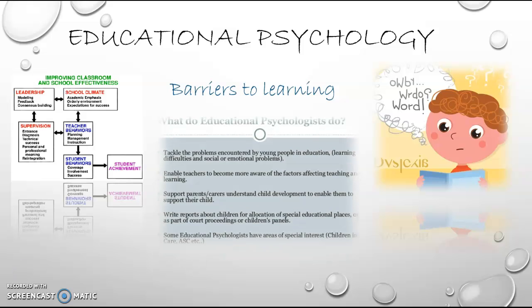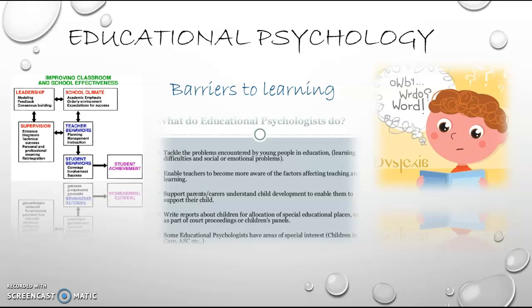So they tackle the problems encountered by young people in education. So it's learning difficulties, social or emotional problems. They enable teachers to become more aware of the factors affecting teaching and learning. They support parents and carers and understand child development to enable them to support their children. They write reports about children for allocation of special educational places or as part of court proceedings or children's panels.